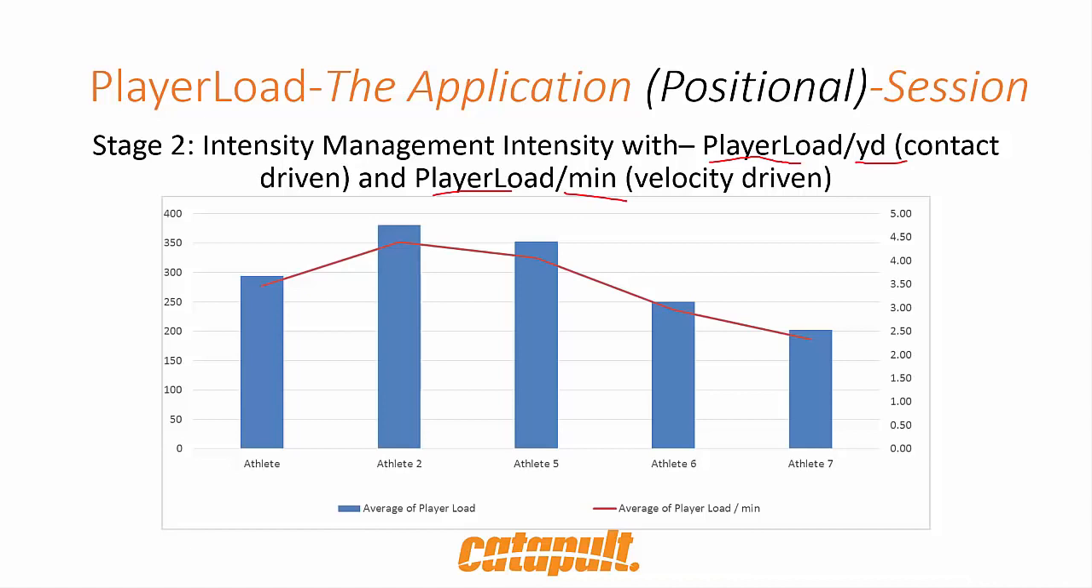So this graph down here is essentially saying, based on one position, so the wide receivers, I have a couple different athletes here. Where do they rank in terms of a session difference? So I have one guy at 300 and another at 200, right? So it's 100 difference in terms of player load, and then top guy here is at 375. So there's a pretty wide range within there if I'm looking at one session only.